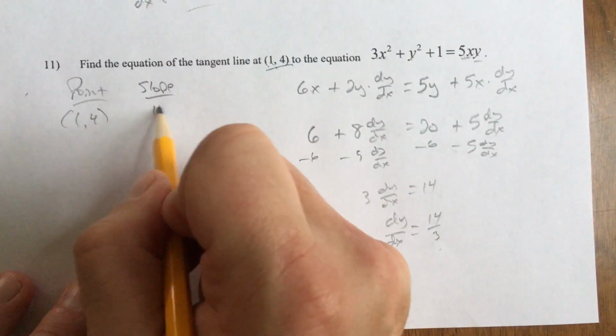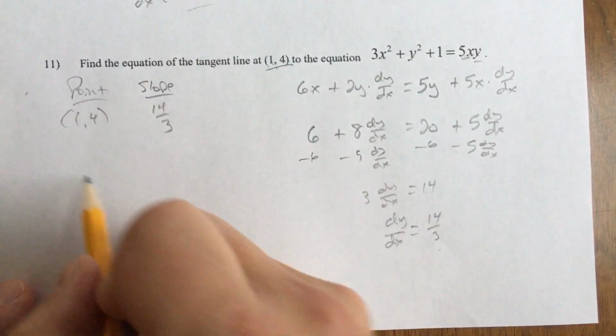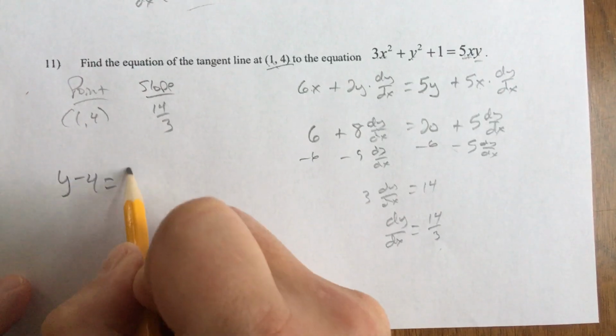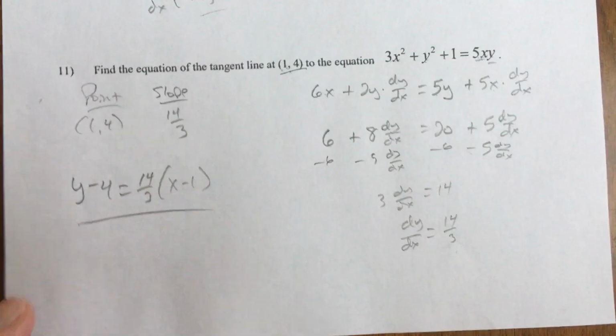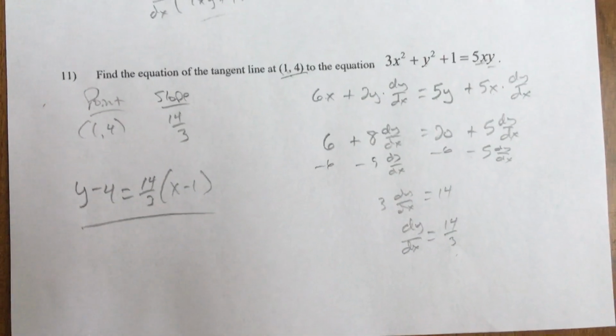That's our slope. So once we have that, y minus y1 equals slope times x minus x1. And there's our answer. There's pages 3 and 4.